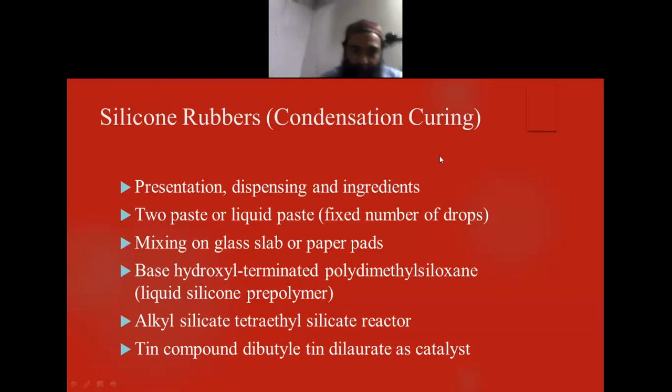Now, the base is hydroxyl terminated polydimethyl siloxane, that is, the liquid silicone pre-polymer. Alkyl silicate, tetraethyl silicate, is present in the reactor paste. Tin compound, that is dibutyl tin dilaurate, is used as a catalyst.